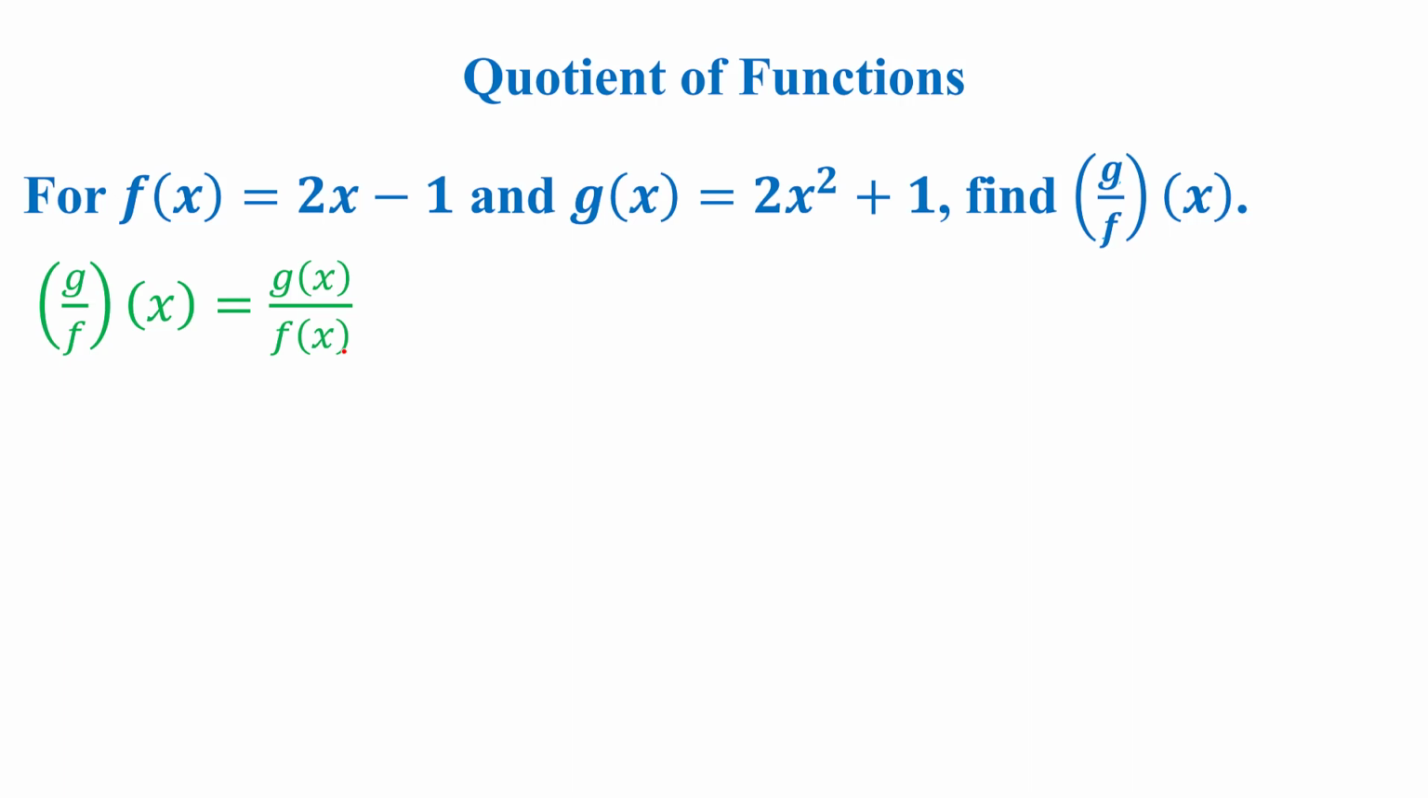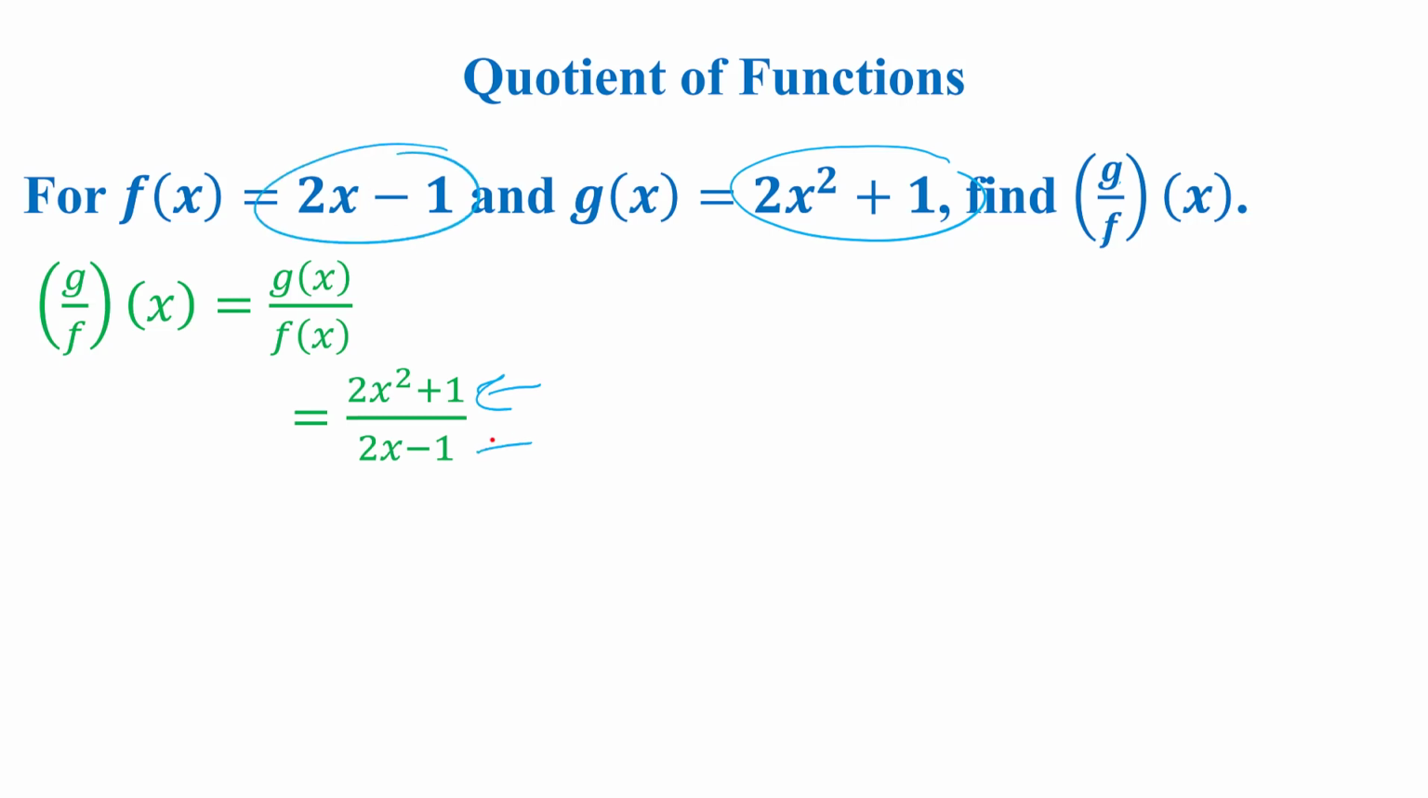So we're going to then replace g of x with 2x squared plus 1. We're going to replace f of x with 2x minus 1. And we have our final answer; this can't be simplified any further if you play with it for just a minute. So g over f of x is equal to 2x squared plus 1 over 2x minus 1.